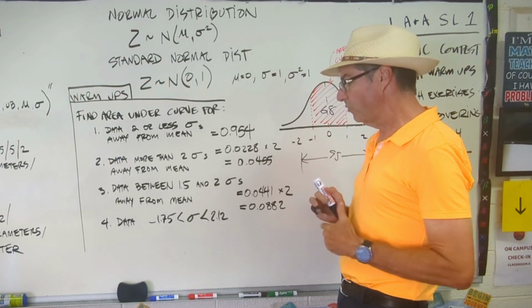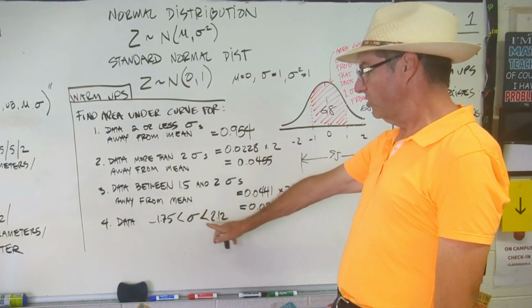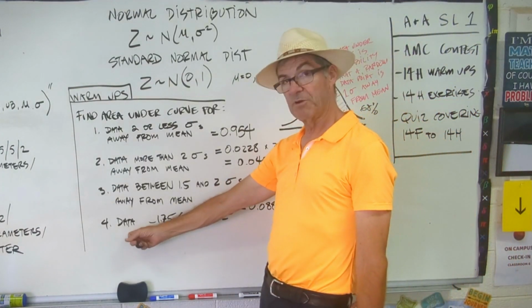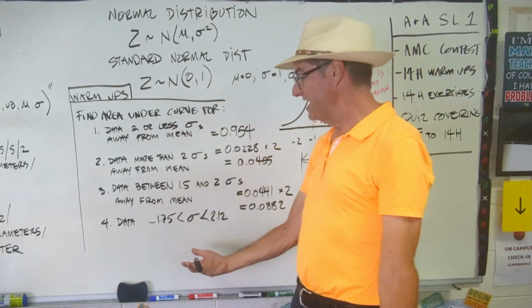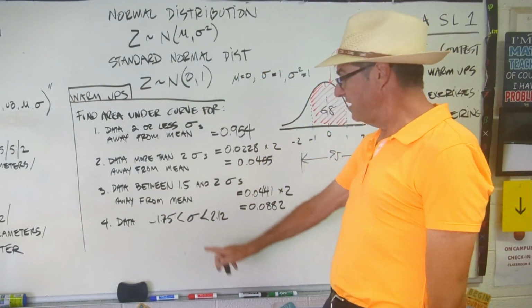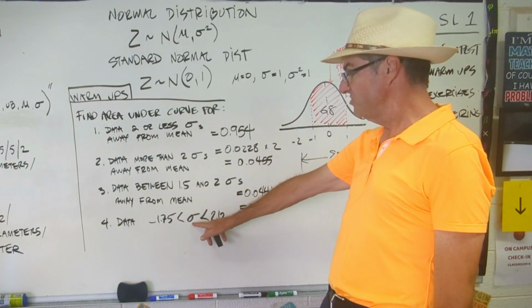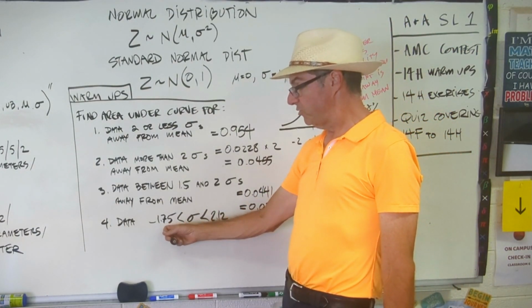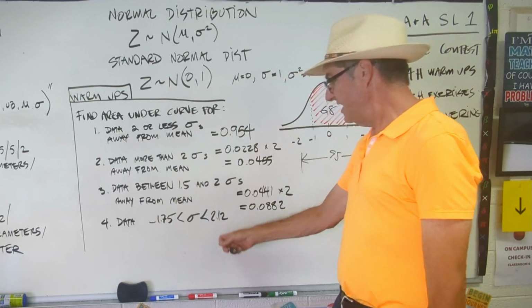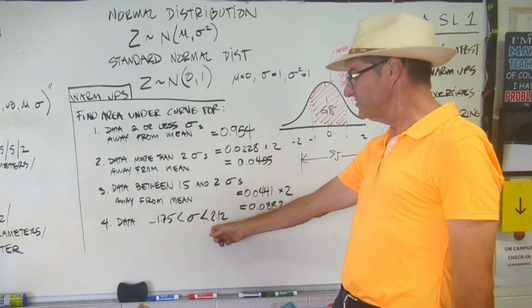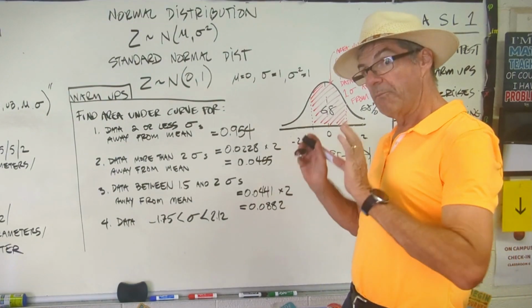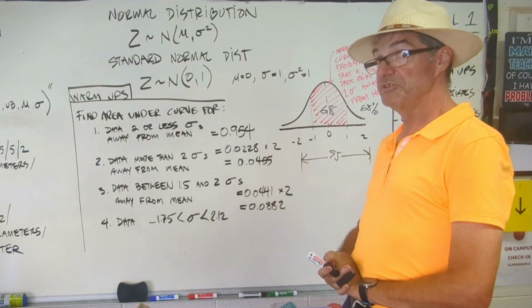Now, one last one. And this one's maybe a little more tricky, maybe not. See what you get. I want to see the probability that randomly generated data will fall within this range for standard deviation. It can't be further away than negative 1.75 standard deviations, and it can't be further away than positive 2.12 standard deviations. So go ahead, put that in your calculator and see what you get.